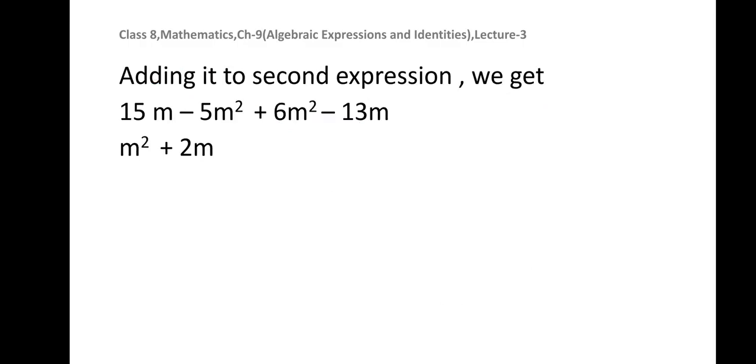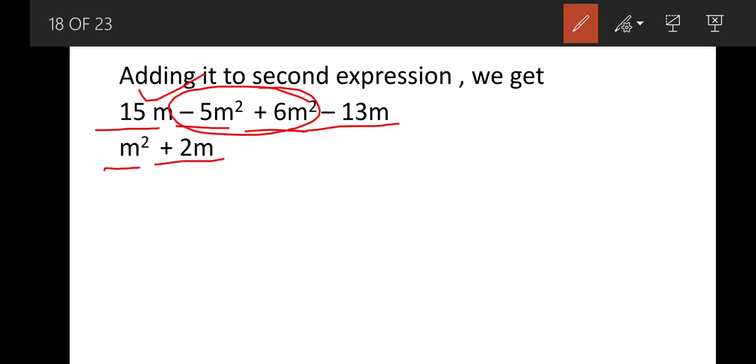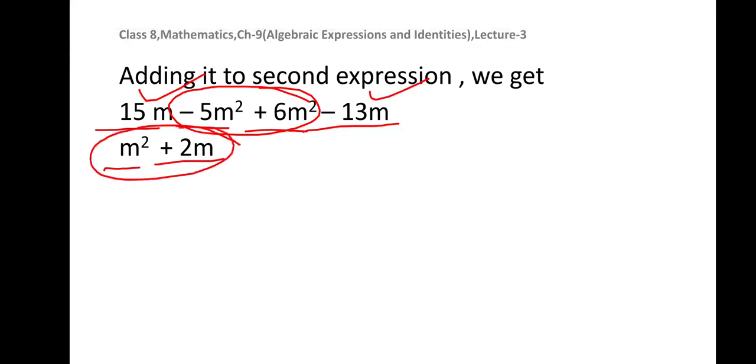Now adding it to the second expression, we will be getting 15m minus 5m square plus 6m square minus 13m. Solving the like terms now, these two are the like terms. What you will be getting: m square plus 15m minus 13m. You will be getting plus 2m. So m square plus 2m is your final answer.